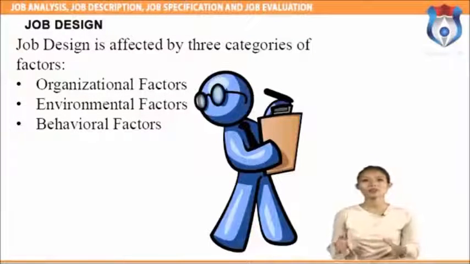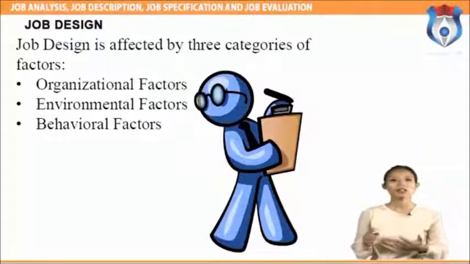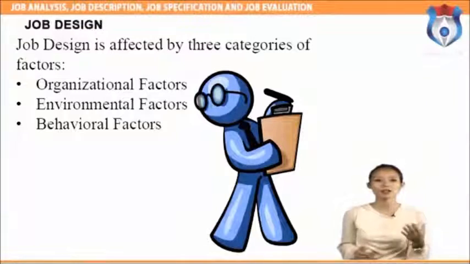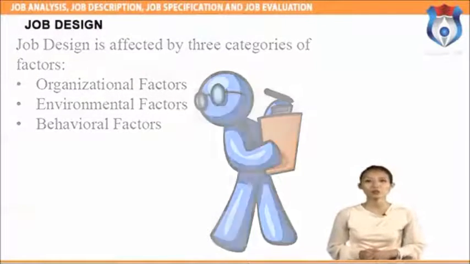Job design is affected by three categories of factors: organizational factors, environmental factors, and behavioral factors. Let's talk about each of them. Organizational factors. The organizational factors that affect job design are characteristic of tasks, workflow, ergonomics, and work practices.